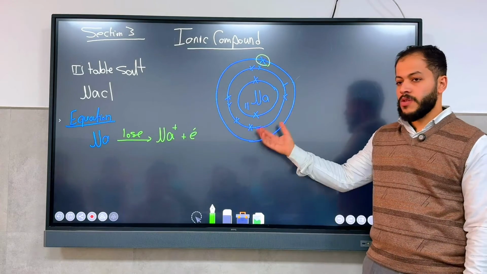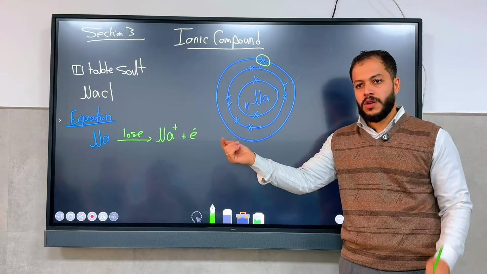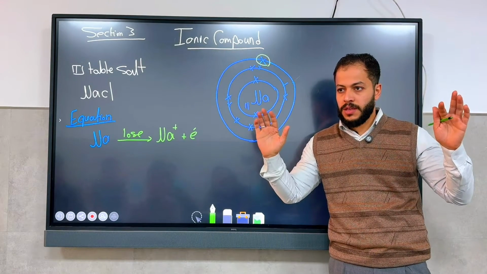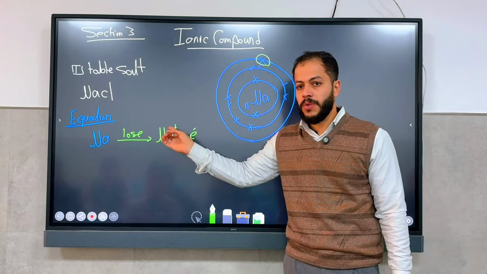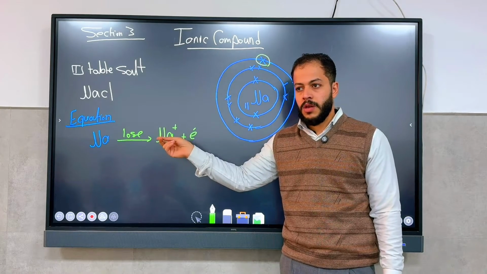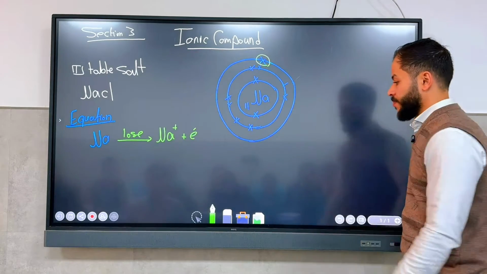When the atom is neutral, it has 11 electrons, 11 protons. After it loses 1 electron, we have 10 negative charges versus 11 positive charges from the protons. That's why we represent the number of lost electrons by the charge. If it loses 2 electrons, it becomes positive 2. But in that case, for the sodium, it could only lose 1.